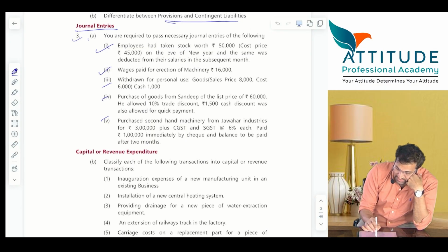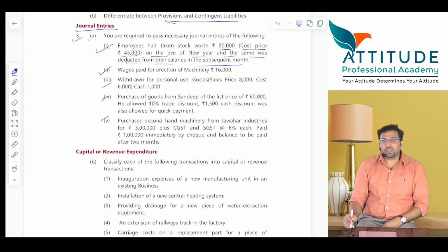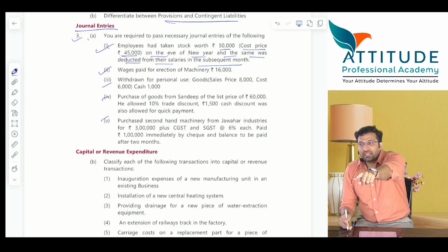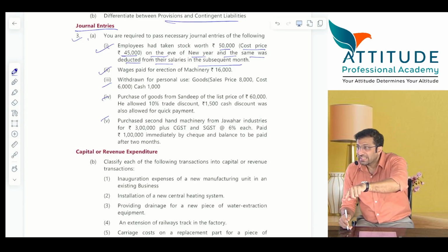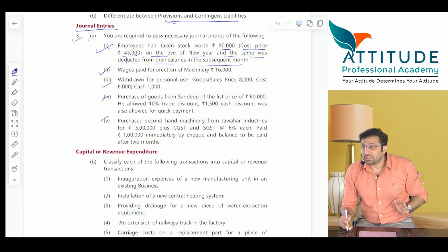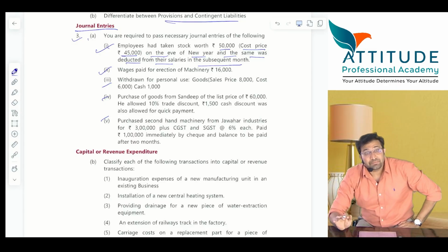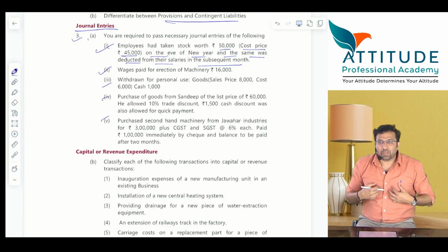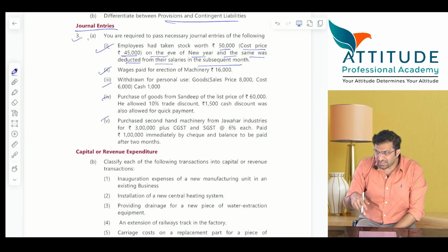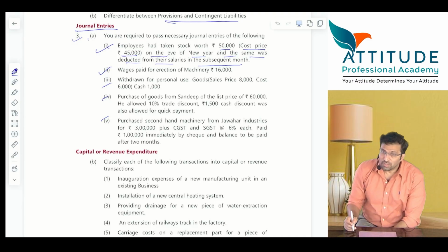First, employees had taken stock worth rupees 50,000. Cost price is how much? 45,000 on the eve of the new year, and the same was deducted from their salaries in the subsequent month. Now tell me, your employee, instead of taking salary, says, I will take away the goods, sir. You adjust with next month's salary. I am your employee. You are giving me cash or you are giving me goods? Goods. Tell me the entry.